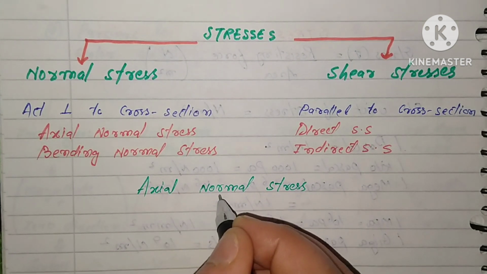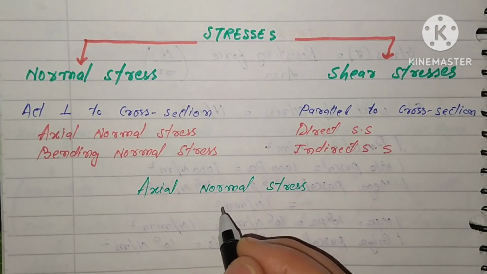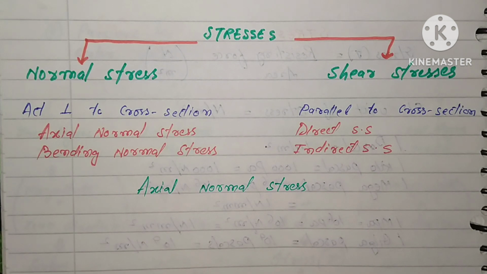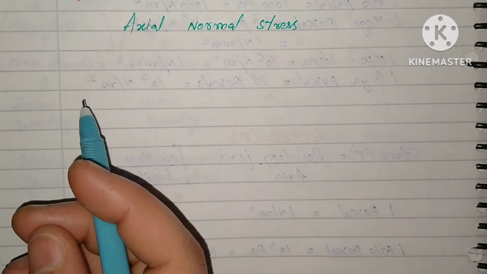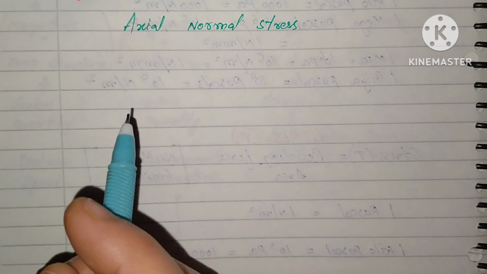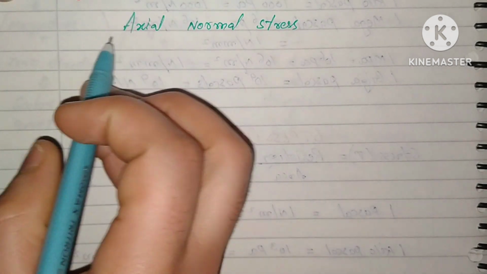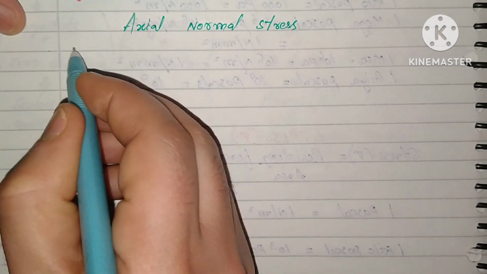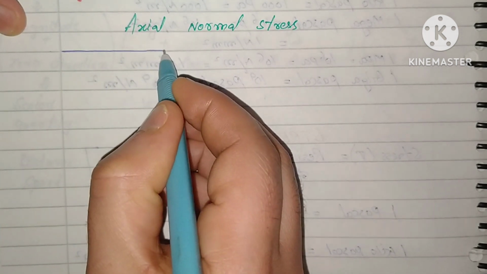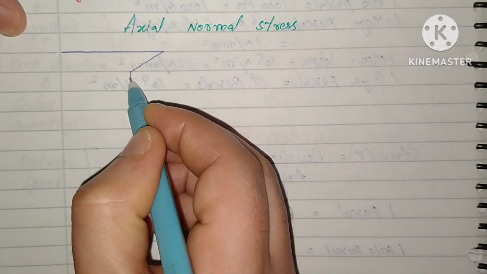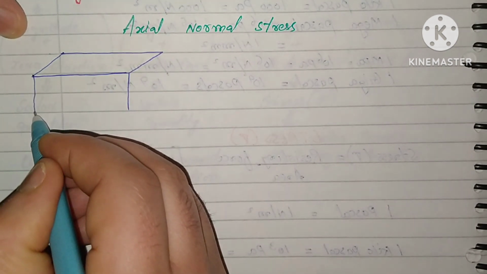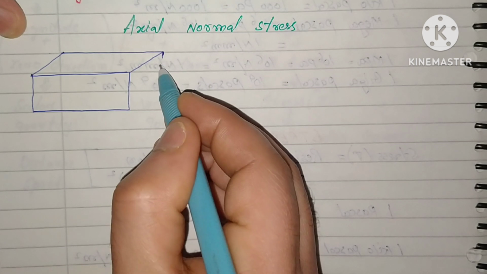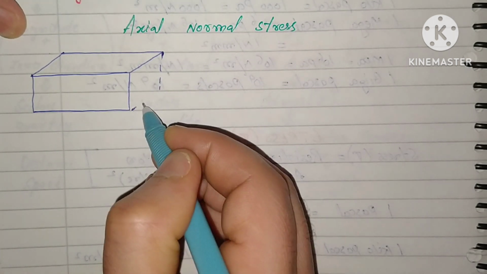Since it is normal stress, it will be perpendicular to the cross section. The actual normal stress can be tensile or compressive. It can be both tensile or compressive. Take a bar, suppose. This is a prismatic bar.